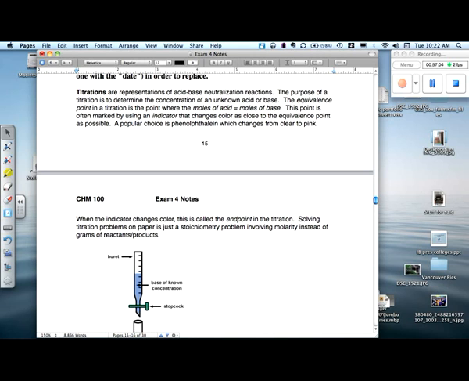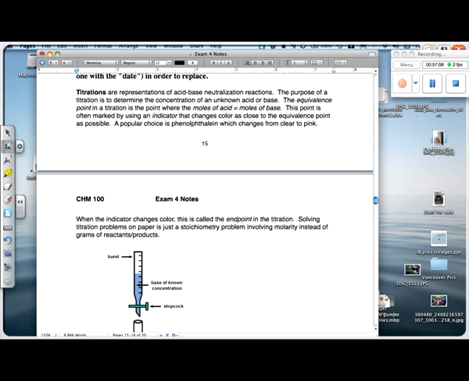And one last thing, and that is titrations. Titration is really a vocab word. It's also a lab, but it is nothing more than an acid-base reaction. In lab, you'll do this in 131.